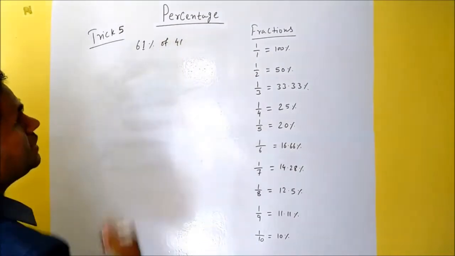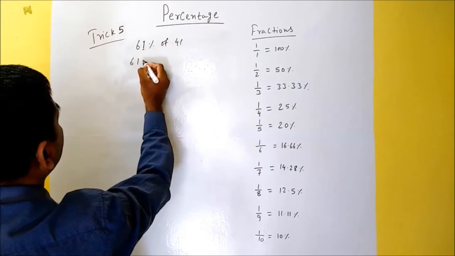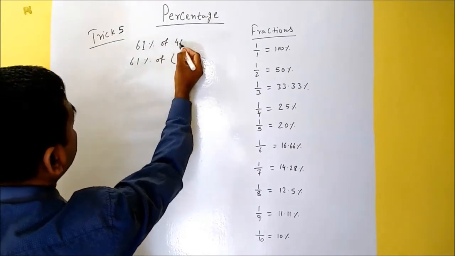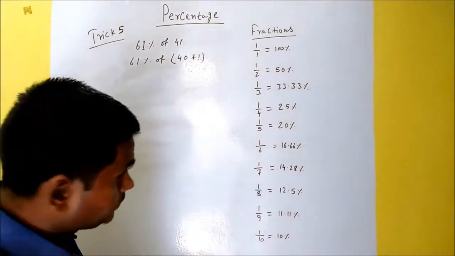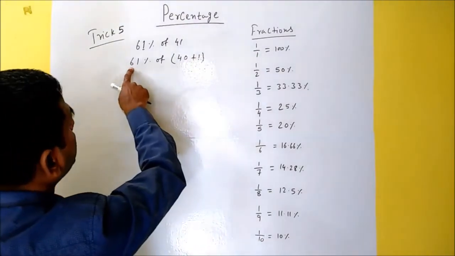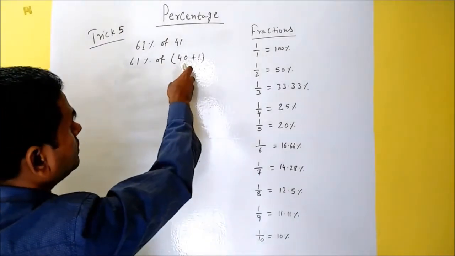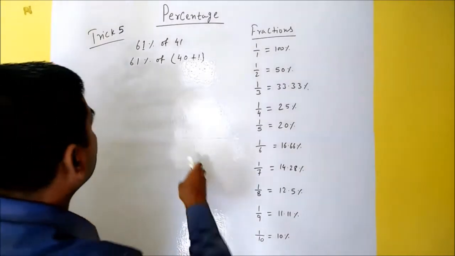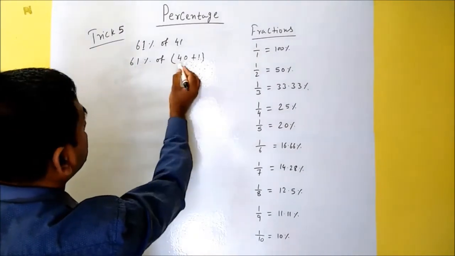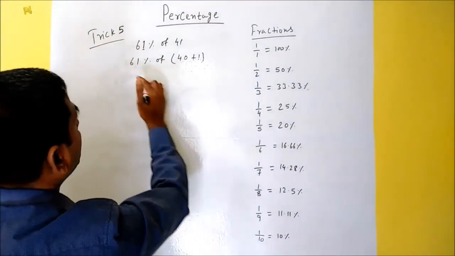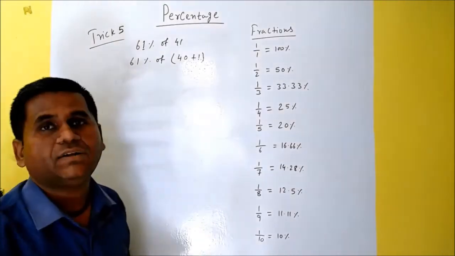So we can convert it into 0. So what can we do? 61% of, instead of 41, we can write 40 plus 1. Now we know how to find the percentage of numbers wherein one will have a 0 and another will not have a 0, right? So similarly we can find that. So we will find 61% of 40, then 61% of 1 also, and then we can add both.